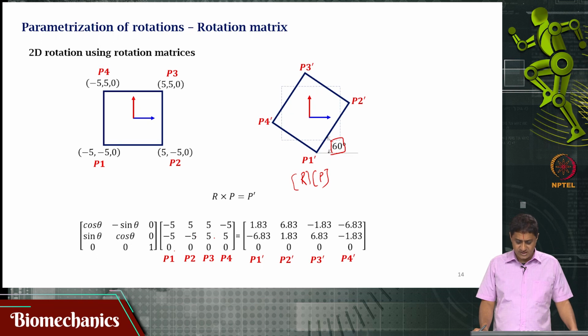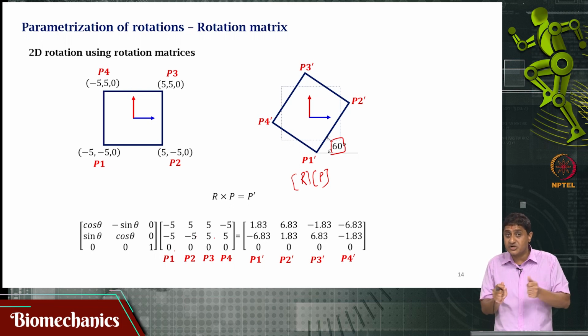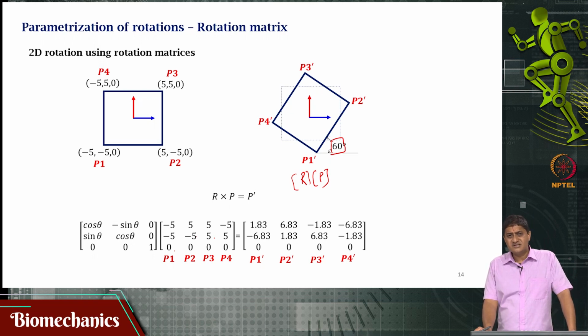Once you compute this, you realize that the points have moved to 1.83 comma minus 6.83 and 6.83 comma 1.83, minus 1.83 comma 6.83 and minus 6.83 comma minus 1.83. Remember, the square itself is not squished or elongated, right? The square is just rotated. It is not translating, it is not squished or elongated. It has undergone a pure rotation about the z axis by an angle of 60 degrees. Okay. This is a simple example. We will see more examples of this in future videos.